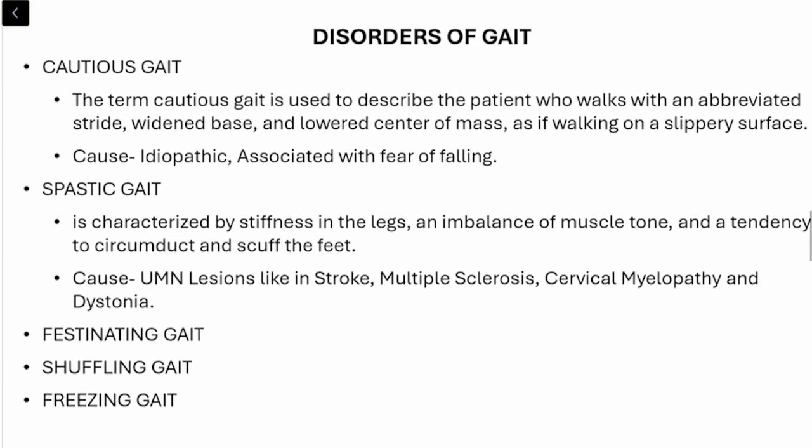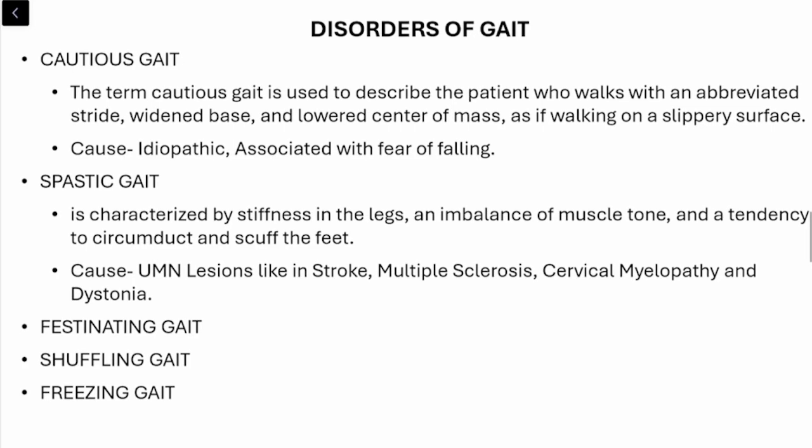These are the disorders of gait. Different disorders of the gait. There are different names of the gaits. We will be reading them one by one. First is the cautious gait. Cautious gait is not a disorder in itself. It is just that the patient fears to fall.